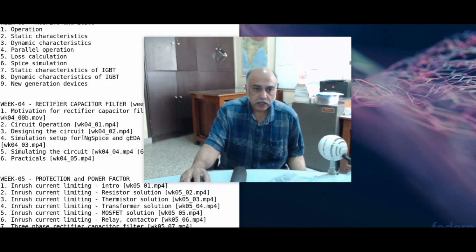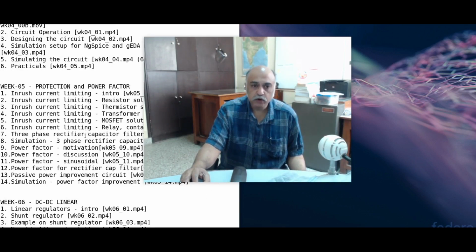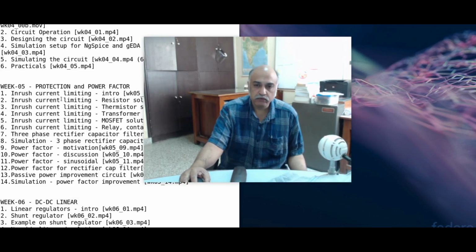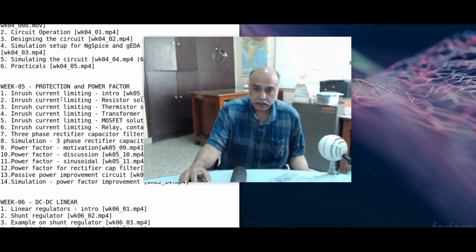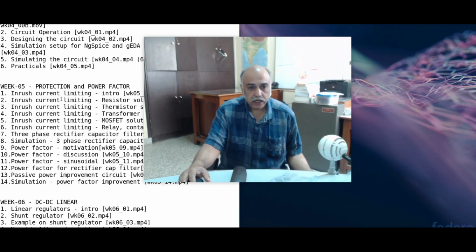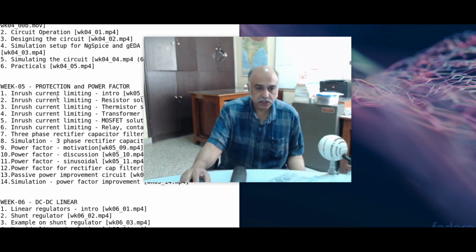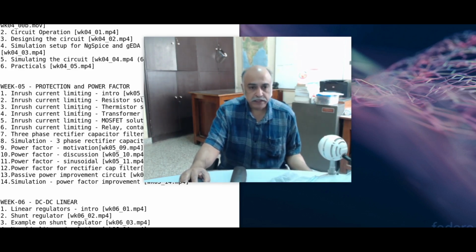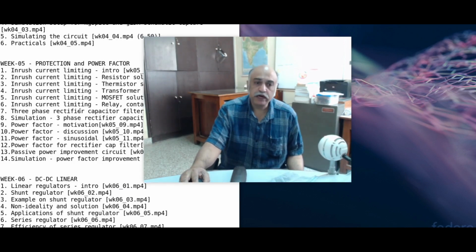So rectifier capacitor filter will be followed by protection and power factor. An idea of power factor, what it means, because the rectifier capacitor filter circuit, which is most popular, has a lot of issues. One among them is the power factor. It has very low power factor. How do we improve power factor? How do we use topologies which give you a much better power factor? These are issues that will be discussed in week 5.